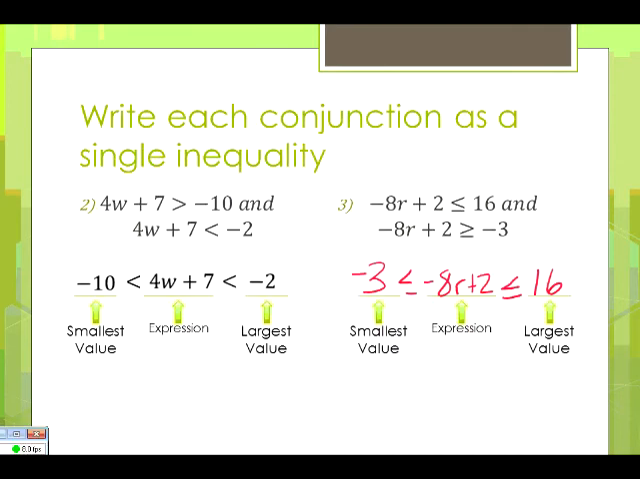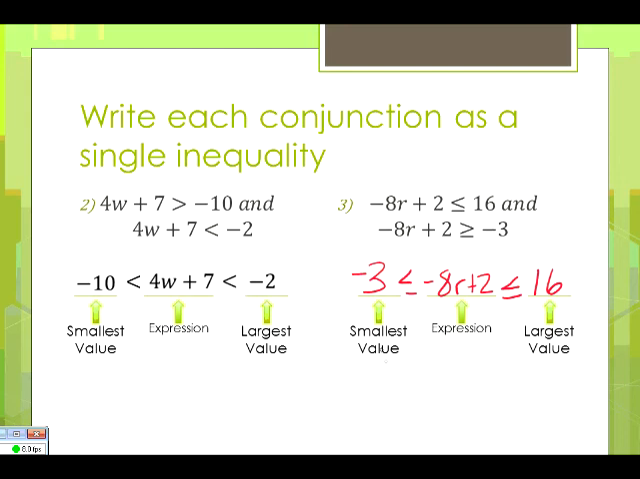Now that you've taken the time to try the problem, you see the solution is negative 3 is less than or equal to negative 8r plus 2, less than or equal to 16. So this entire lesson covered an introduction of conjunctions, what they are, what they look like. We've tried combining two inequalities to form conjunctions, and you'll find that all conjunctions combine in the same way as long as you follow these basic rules.